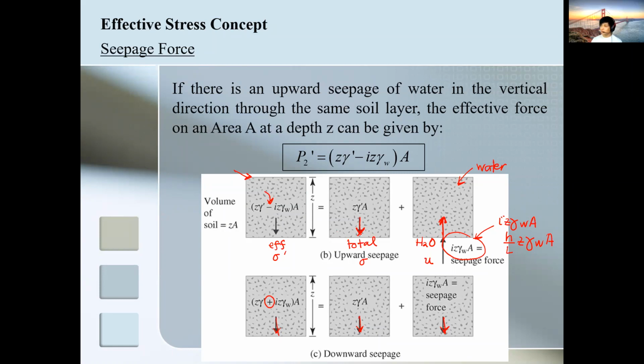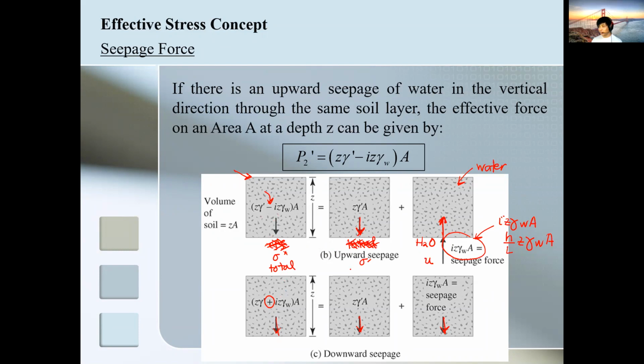Wait, so try to review this one in the video. So the total is the left side, and the effective is this one. That's soil plus water. So the total on the left side is soil plus water.